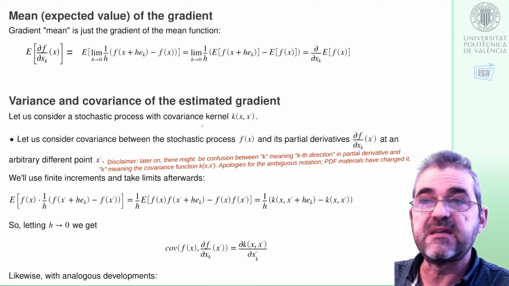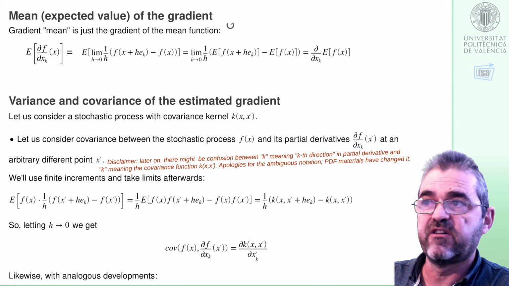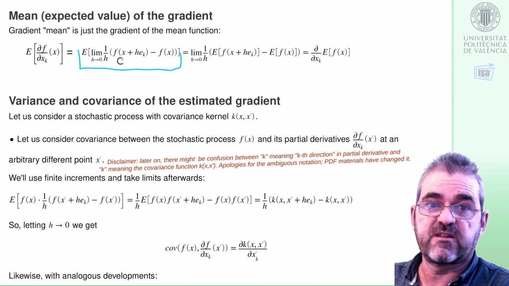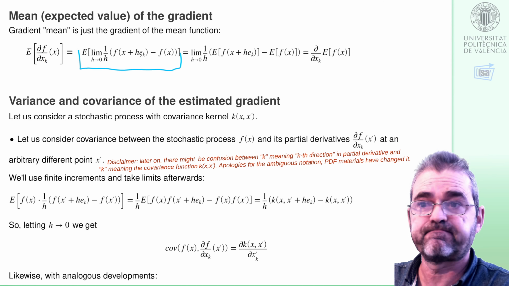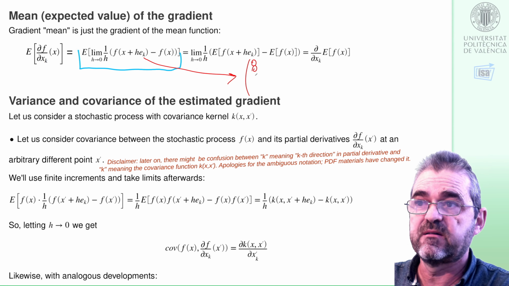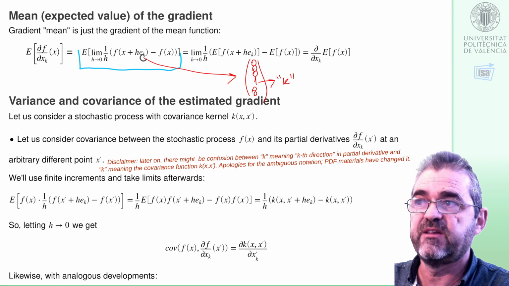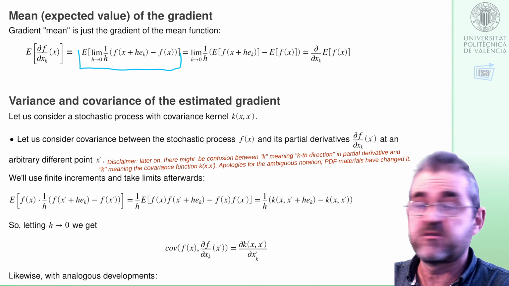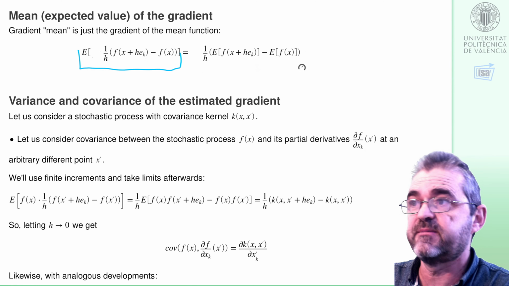We'll start with the mean, which is the expected value of the partial derivatives of my stochastic process. Well, we wish to compute this, the expectation of this limit, which is of course the partial derivative. Vector e_k will be the unit vector in direction k, so this increment is taken in the direction of the kth coordinate. k may be any index from 1 to n. We'll first think in finite increments, forgetting momentarily about limits.